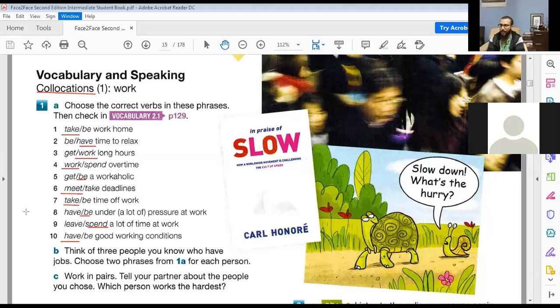That's correct. Okay, so here in this exercise, in the next part, it says, think of 3 people you know who have jobs, okay?